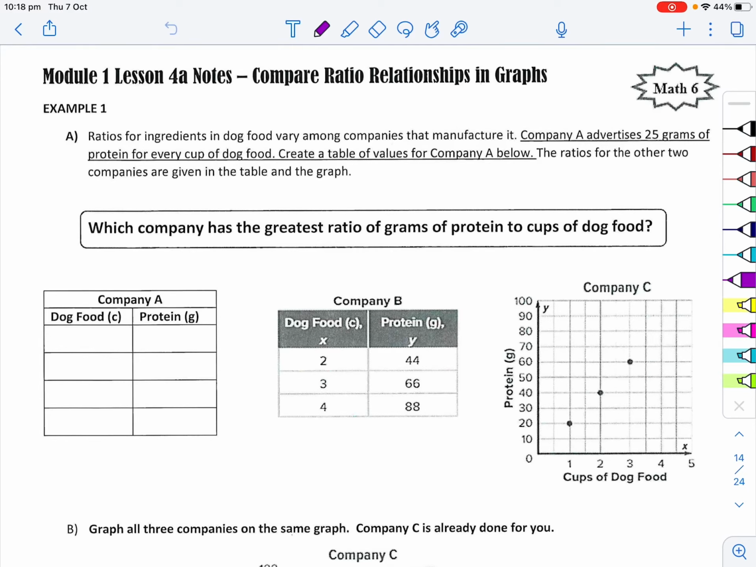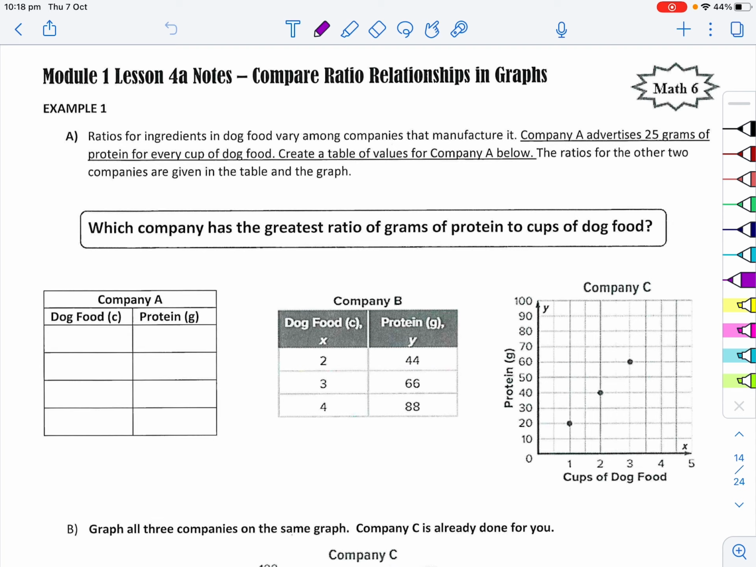Hey everyone, today we are going to be talking about Module 1, Lesson 4A, the first part. Now that we have graphed ratio relationships, we are going to compare ratio relationships on the graph.